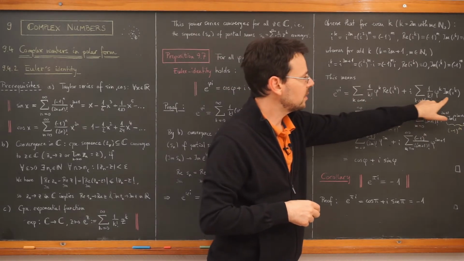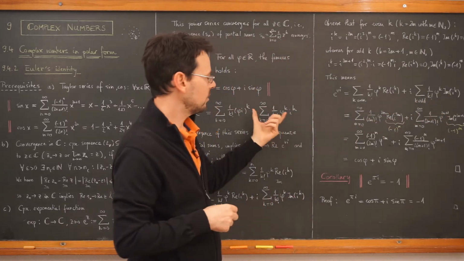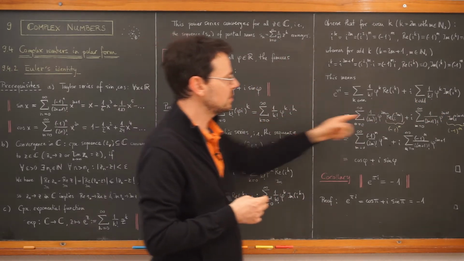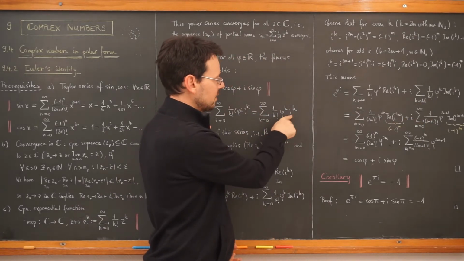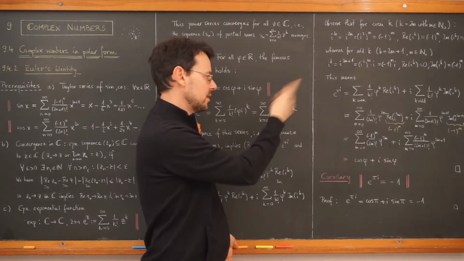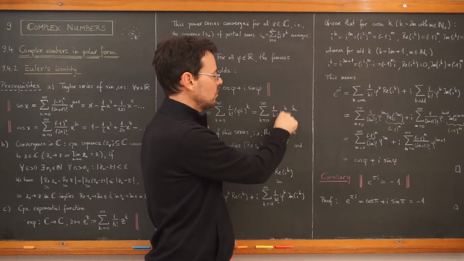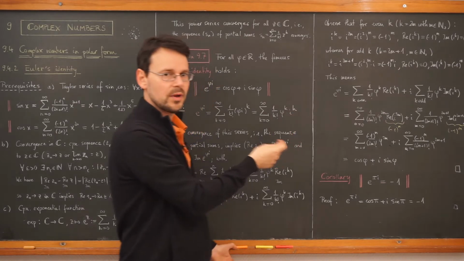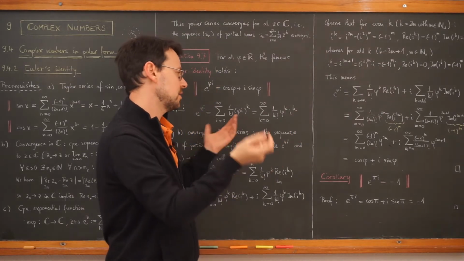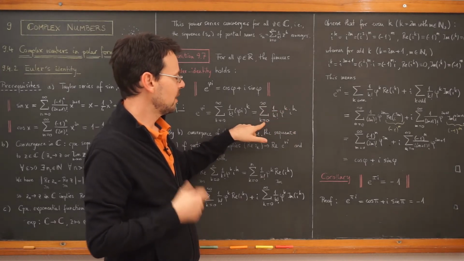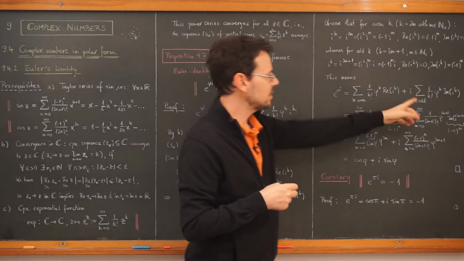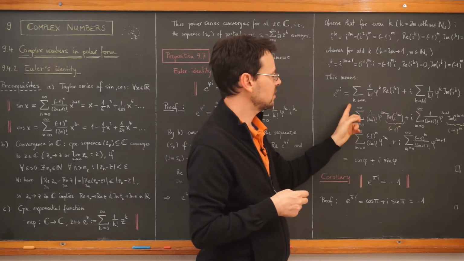Same here, if I take the imaginary part of the limit, I only need to consider odd indices, because for even k, for example k equals 0, this is 1. The imaginary part of 1 is 0. If k equals 2, this is i squared, which is minus 1. The imaginary part is 0. So all the imaginary parts vanish if I have an even index. This explains this reduction in the indices.